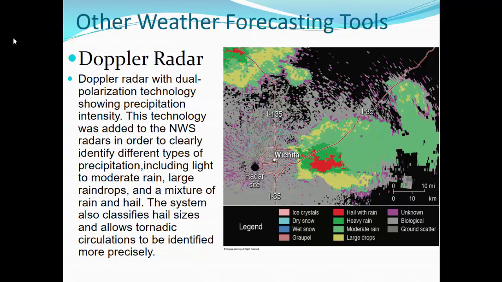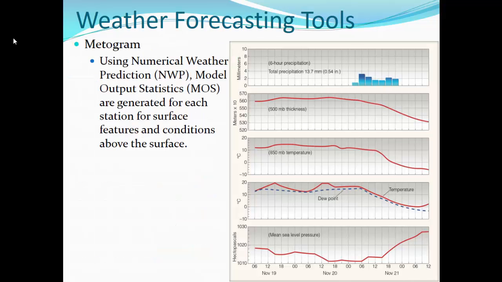And so here's an example from Wichita of the type of precipitation: hail with rain with the red, heavy rain, large raindrops, and then you can see where you might have snow or wet snow. But that's what dual polarization provides us. But Doppler radar is a great forecasting tool, but only in those short-term nowcasts.